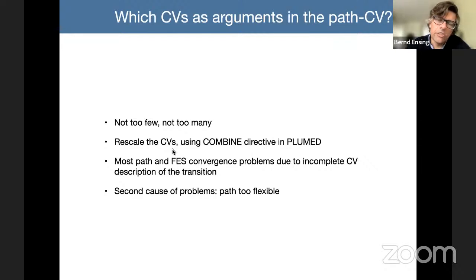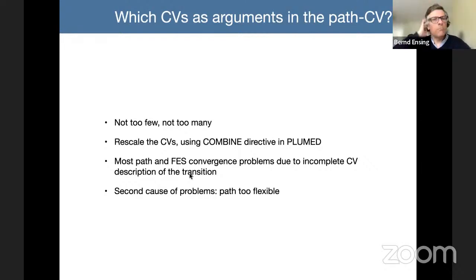And so, for example, you could say, oh, my distance just moves from 0 to 10 angstrom, so I'm just going to divide the whole thing by 10. So then the distance goes from 0 to 1, right? And I can do that for all the collective variables, divide them basically by the span from the minimum to the maximum that you want to sample. And then all your collective variables go from 0 to 1, and you can very easily do that with the combine directive in PLUMED. So if you're worried about strange scales of the collective variables that span your CV space, then it's a good idea to rescale them.